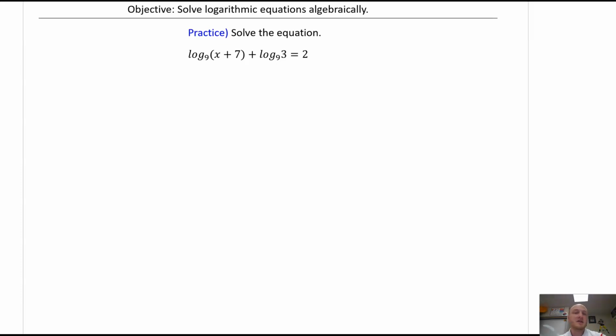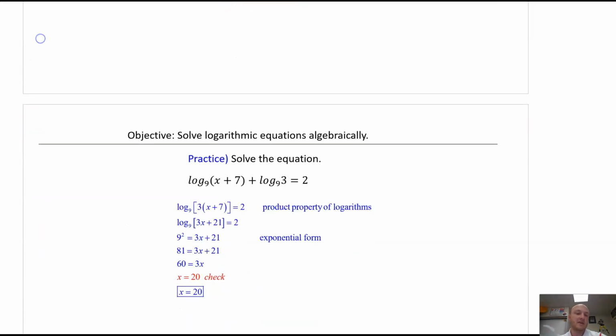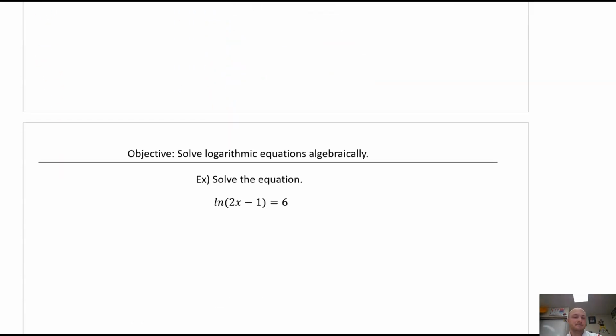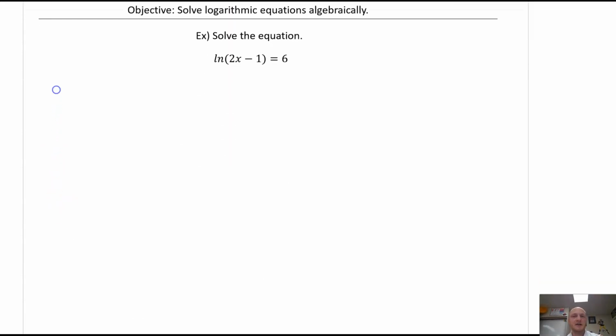Here is the solution. You need to multiply the arguments on the left side to give you 3x plus 21. I can't cancel a logarithm on each side, so I switch to exponential form. 9 to the power of 2, which is 81, is equal to 3x plus 21, which gives us 60 is equal to 3x, yielding an answer of 20, which works out. So there it is. All right, I believe this is the last example that I have.